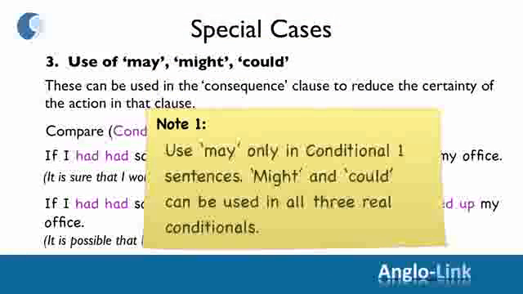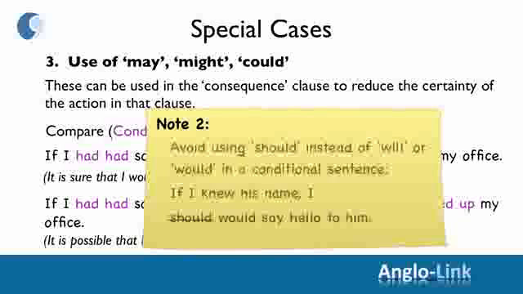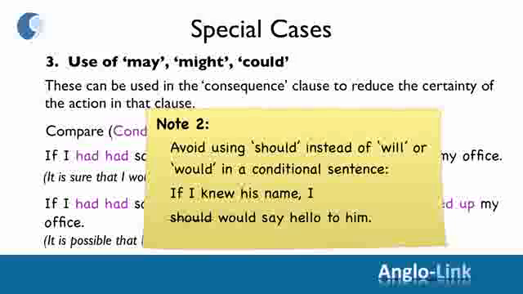There are two things to note here. First of all, use may only in conditional 1 sentences. Might and could can be used in all 3 real conditionals. And the second thing to note is that you should avoid using should instead of will or would in a conditional sentence. For example, don't say, if I knew his name, I should say hello to him. If I knew his name, I would say hello to him.